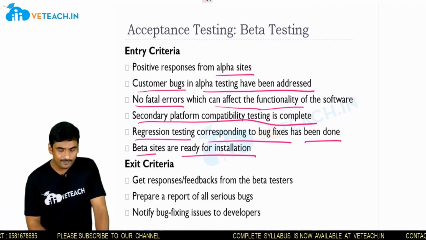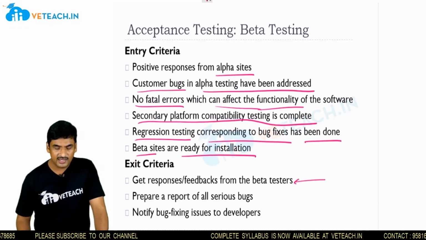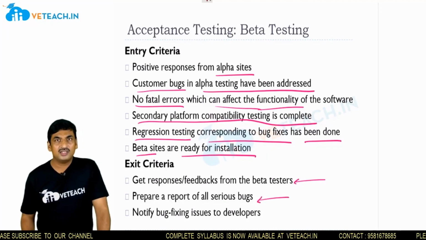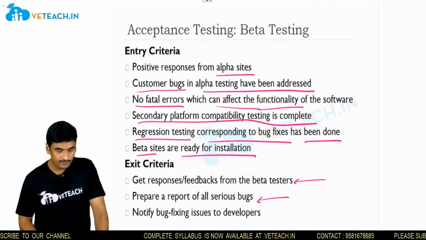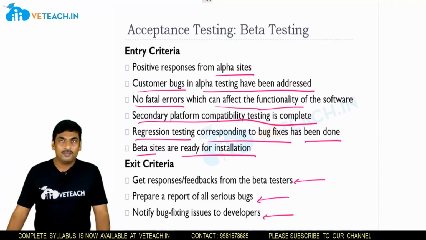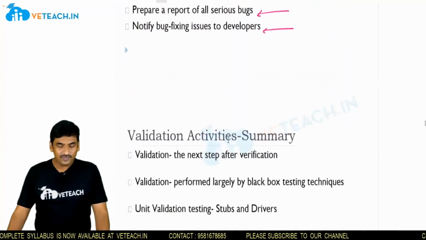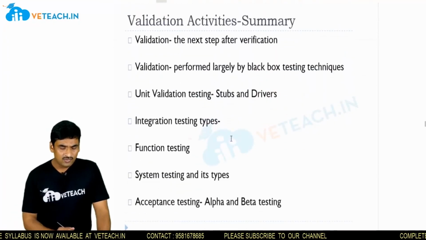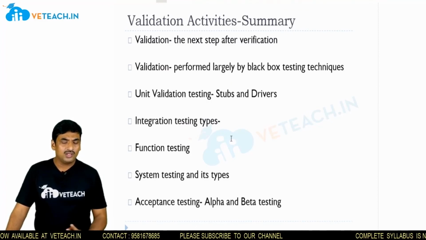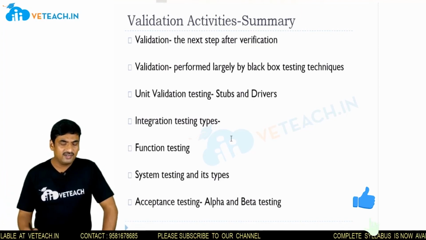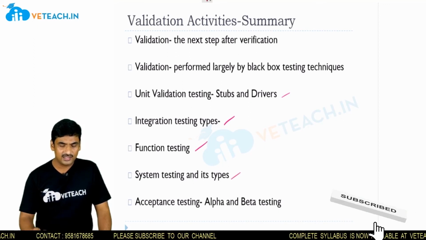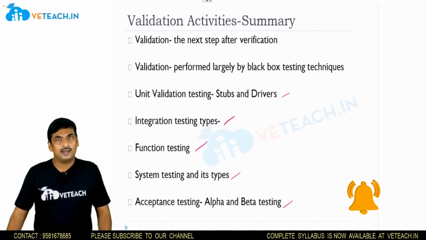The exit criteria: you have to get responses from the beta testers, the class of users, and prepare a report of all serious bugs if reported and notify them to the developers. So this is the exit criteria for beta testing. This is what we have seen with reference to alpha and beta testing. With this we conclude the validation activities: unit validation, integration testing, function testing, system testing and acceptance testing are done. Thank you.